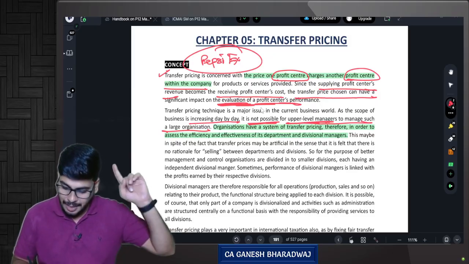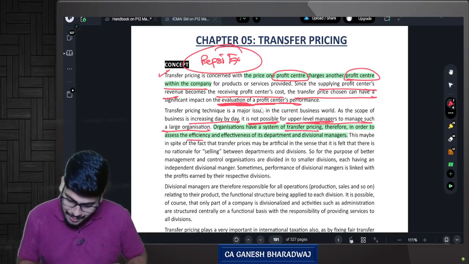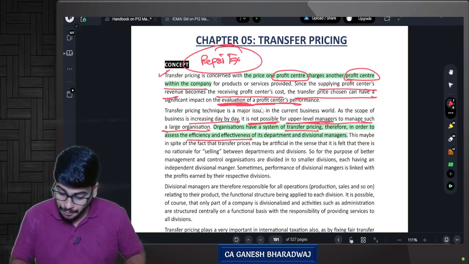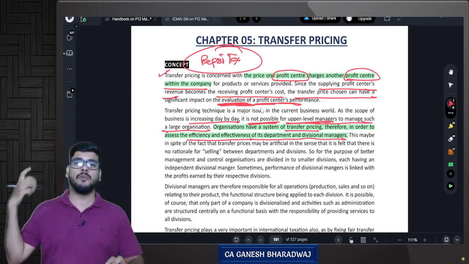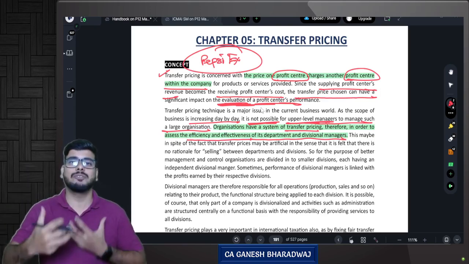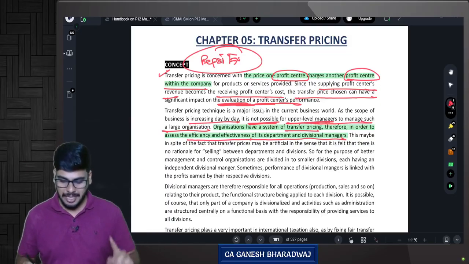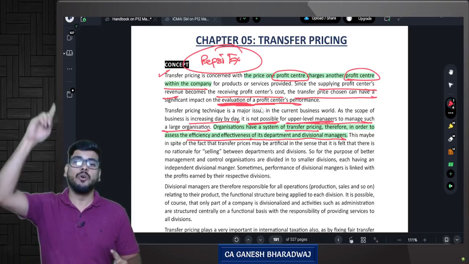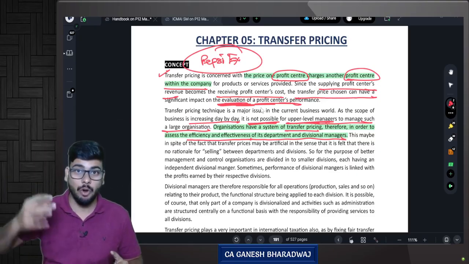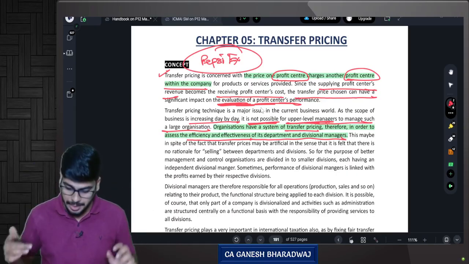Organizations have a system of transfer pricing in order to assess the efficiency and effectiveness of their department and divisional managers. So only decentralized forms of organization can have the concept of transfer pricing. Why? To assess the efficiency and effectiveness of the department and its divisional managers. This overall helps achieve the objective of control. It is just an internal purpose. Transfer pricing is meant for internal purpose.